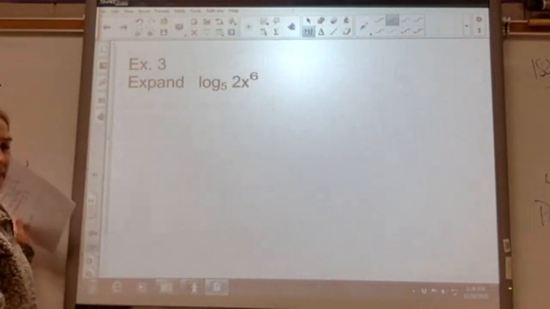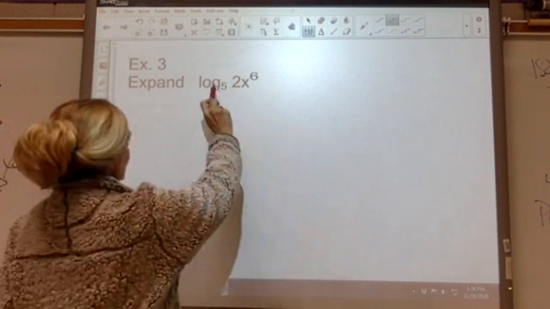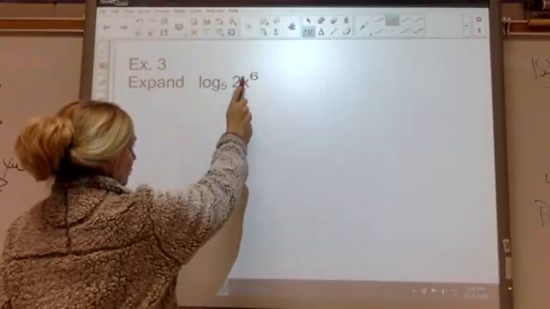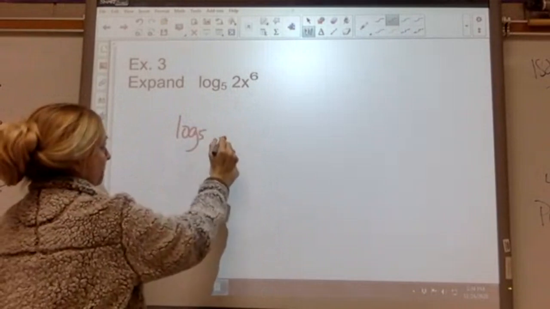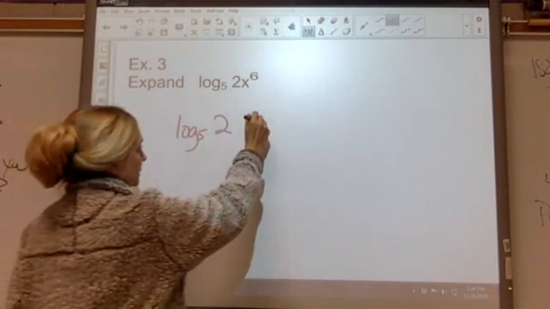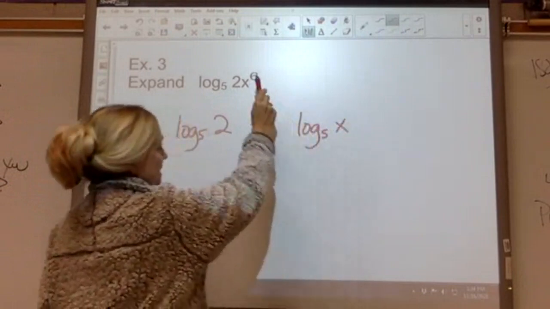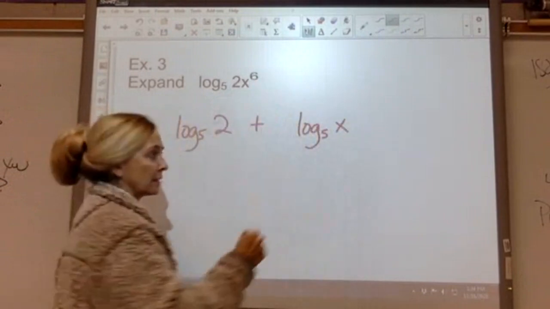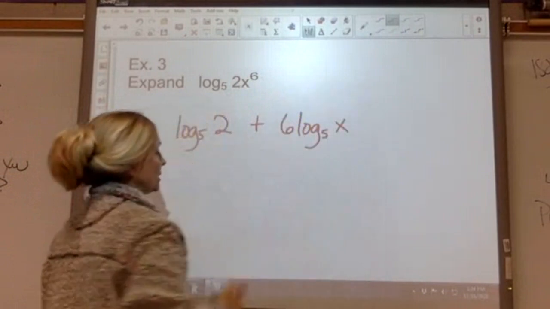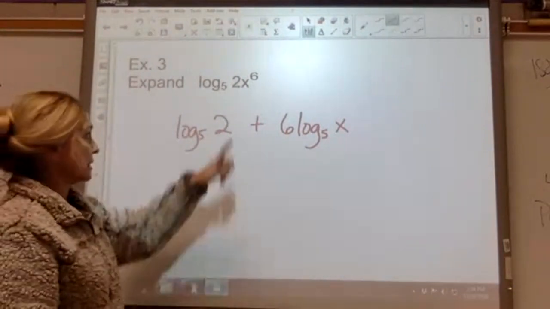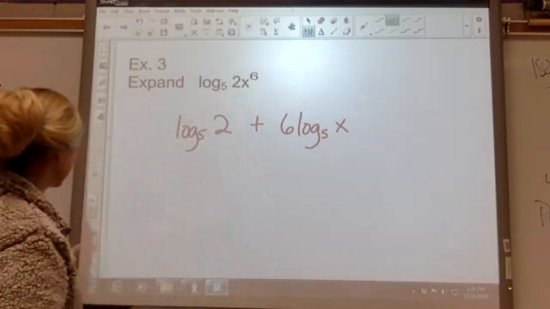All right, so this one says expand. So that means we're going to write it as multiple logs. So we have log base 5, and I have a 2 and an x. So I need to have 2 logs in my answer. Log base 5 of 2 plus log base 5 of x. This 6 exponent only goes with the x, so it moves in front of the log of the x. So it goes here. It doesn't go in front of the whole thing, because the 6 only goes with the x, not with the 2. So this is the answer. Okay.